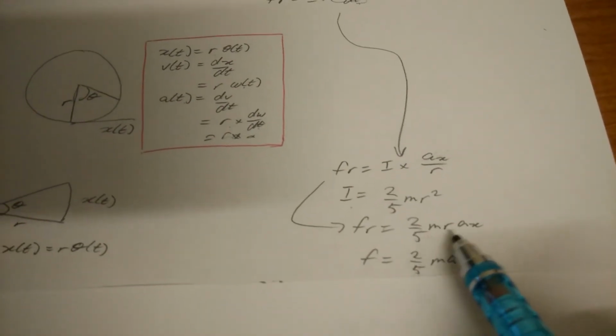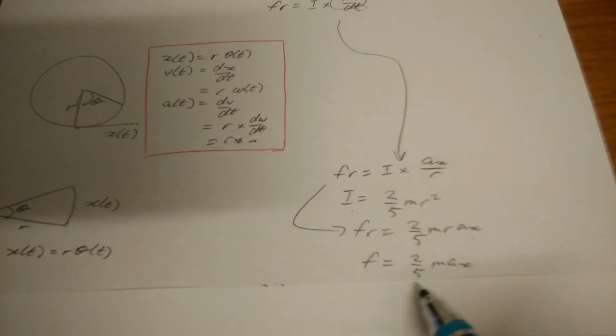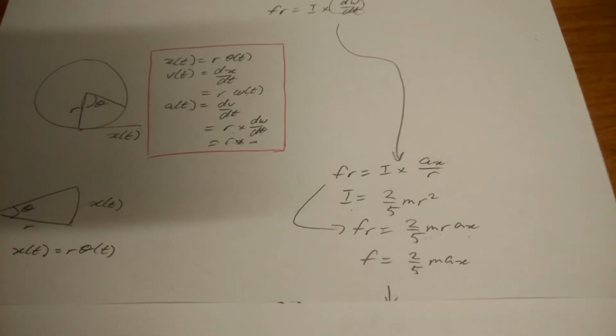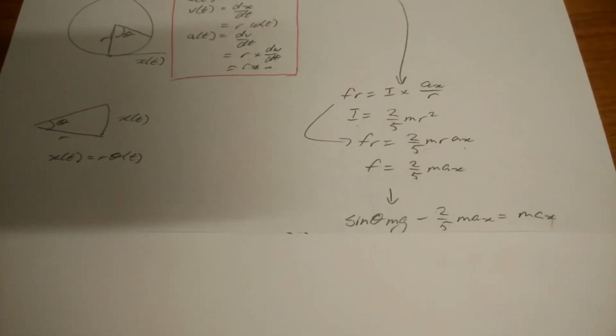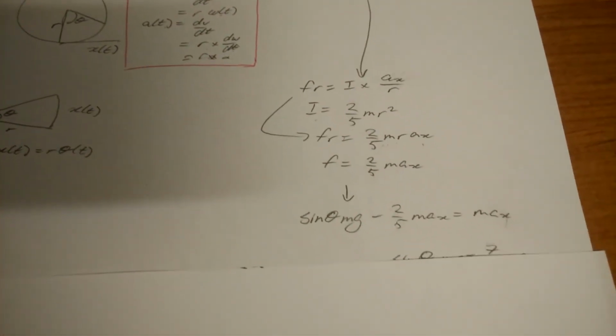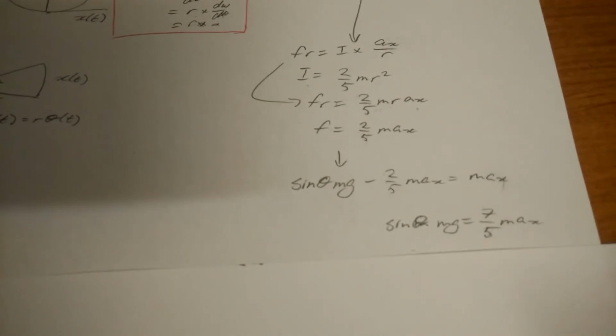Fr equals, you just sub that in, simplify down to F equals 2/5 m a_x, where a_x is the acceleration down the slope. Then you sub that back into this original equation up here, and you just solve for a_x, so you end up getting a_x equals 5/7 sine theta g. We know theta is 45, as stated in the original question. Hence, we can solve for the acceleration down the slope, the linear acceleration.